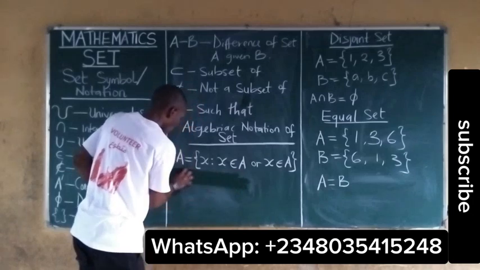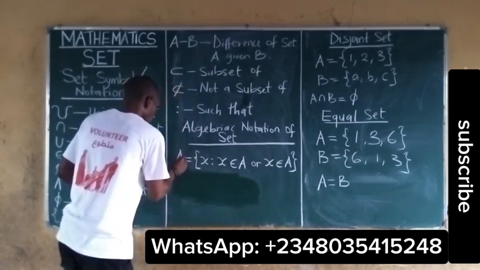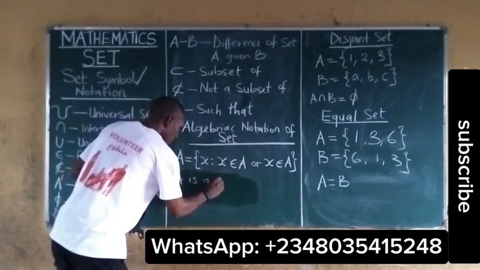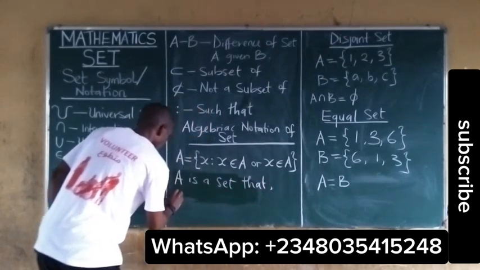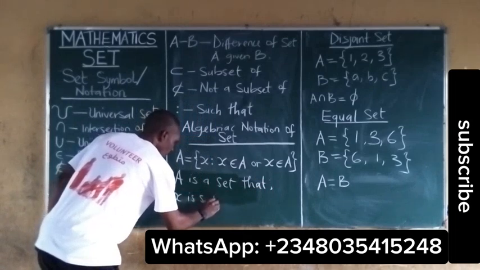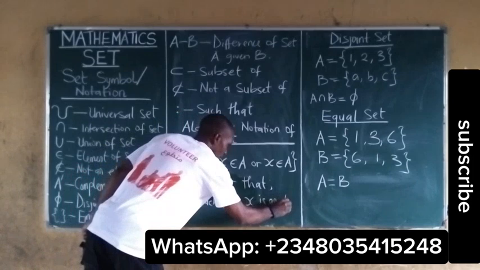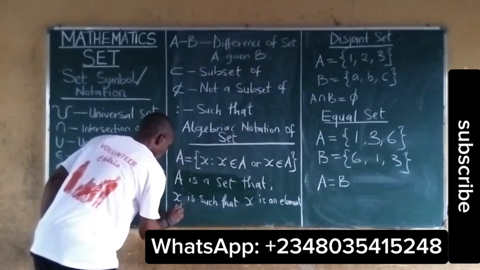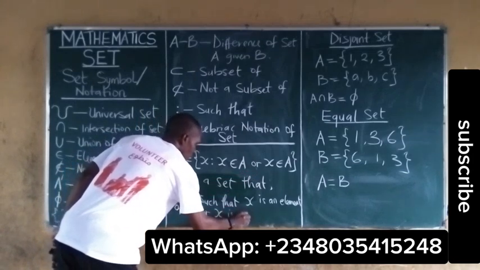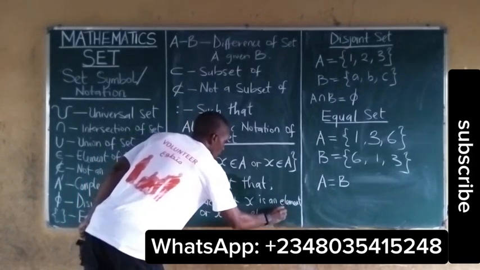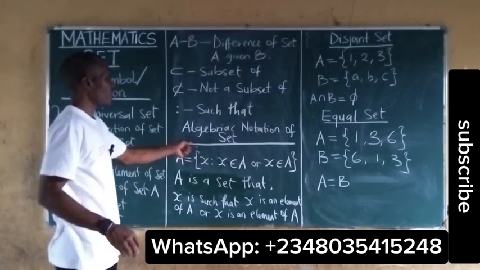In algebraic notation of sets, we can read this to be: A is a set such that x is such that x is an element of A, or x is an element of A. So this is how to write the algebraic notation of sets.